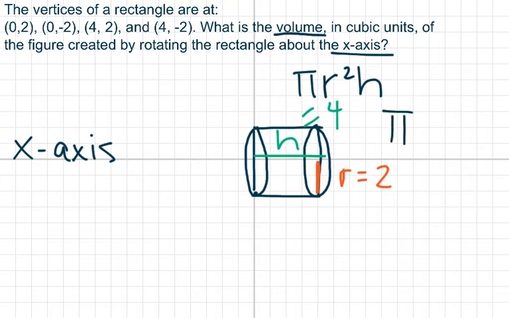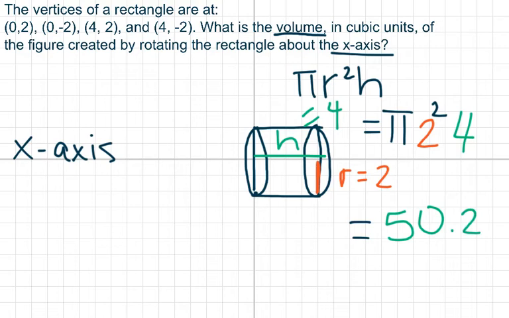So pi times r squared times height, and you just type that into your calculator, and you can round to the nearest decimal place. And I just realized that I didn't write 4, I wrote 8. Try that again. So I got approximately like 50.2-ish. And that is going to be in cubic units.